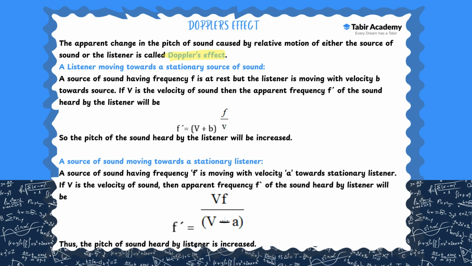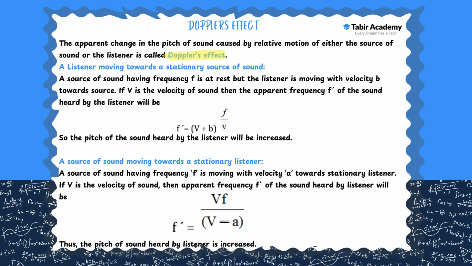So, in the case where your source of sound, which has a frequency of f, is at rest, but the listener is moving towards the source with a velocity b, then the change in frequency of the sound heard by the listener will be calculated using this formula, where f prime is equal to (v plus b) times f divided by v. In this case, the pitch of the sound the listener hears will be increased.